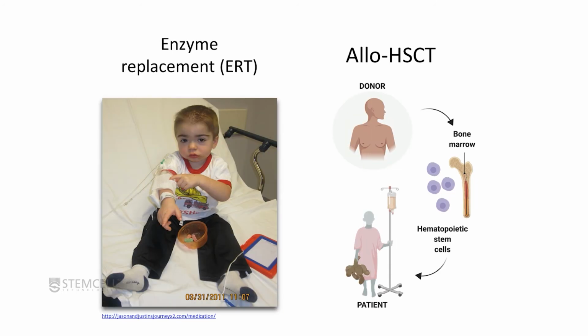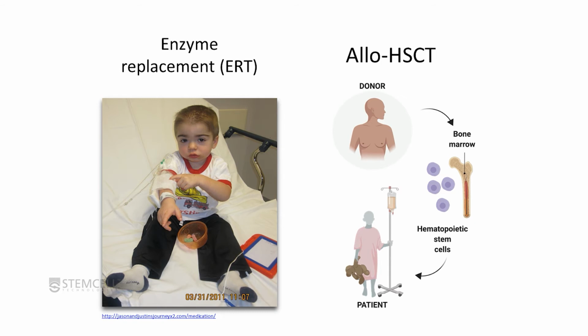Patients with this disease currently have two treatment options. Enzyme replacement therapy, or ERT, is the intravenous delivery of a recombinant enzyme. It's expensive, requires chronic administration, doesn't treat the brain because it doesn't really cross the blood-brain barrier, and it is also not very good at treating bone. The other option is allogeneic stem cell transplantation, or allo-HSCT.